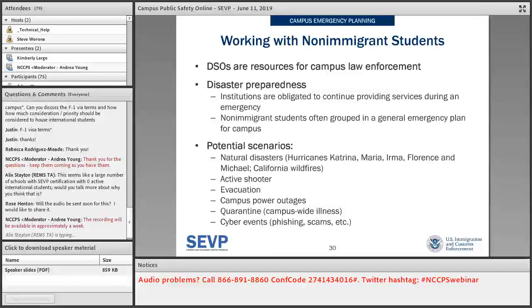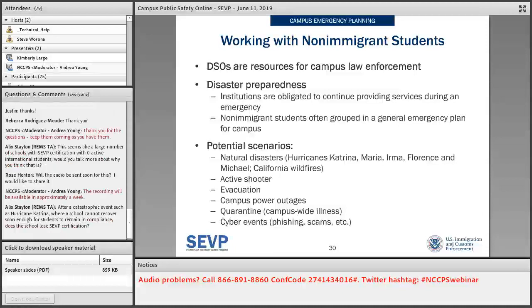Per federal requirements, schools are required to have a PDSO assigned to every campus. However, I know from doing my visits, there may not be someone on campus at all times. So that's something that schools should really consider. The point of contact for Homeland Security and for the international students is the DSO. So is the DSO available if there's a disaster? It's real important to have a point of contact on campus for the students.